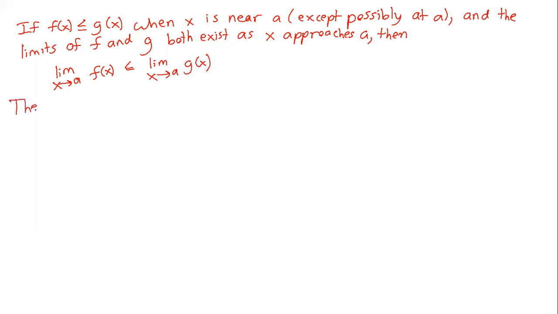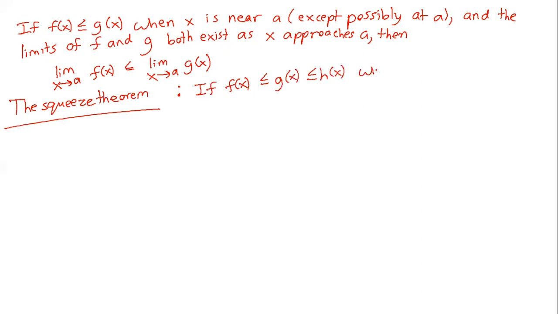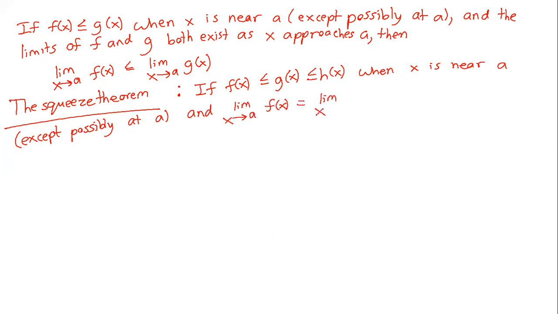And then there's the Squeeze theorem, which is also important. So this one says that if f of x is less than or equal to g of x, which is less than or equal to h of x when x is near a, except possibly at a, and the limit as x goes to a of f of x equals the limit as x goes to a of h of x is equal to L, then the limit as x goes to a of g of x is also L.